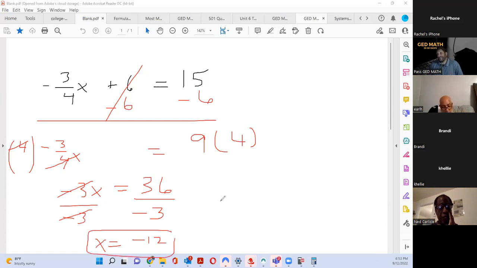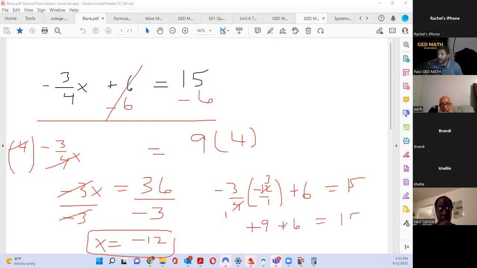Now let's check our work. Let's see if we're right. So minus 3/4 times negative 12 over 1 plus 6 is equal to 15. So 4 going into 4 one time, 4 going into 12 three times. Minus 3 times minus 3 is going to give you a positive 9. Plus 6 is equal to 15. 9 plus 6 is 15, equal 15. We are correct. Our answer is correct.